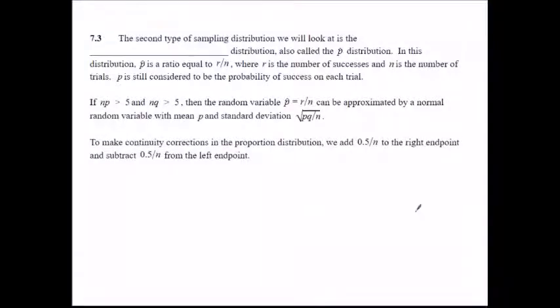On Unit 7, Section 3, we're going to concentrate on the proportion distribution. In Sections 1 and 2, we talked about the X bar distribution, the mean distribution. So this is the proportion distribution, also known as the p hat distribution. The second type of sampling distribution we will look at is the proportion distribution.